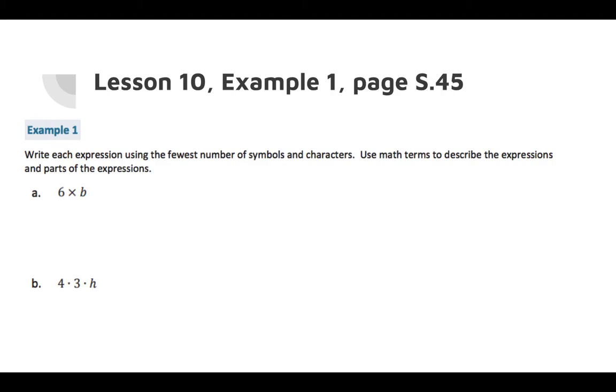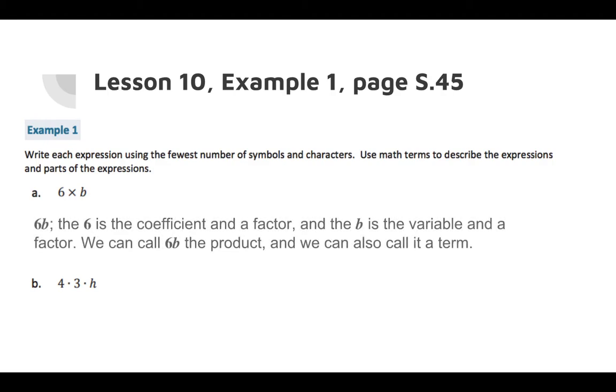Example A, 6 times B. This can be written as 6b. The 6 is a coefficient and a factor. Remember, factors are the numbers that you multiply together. And the b is a variable.